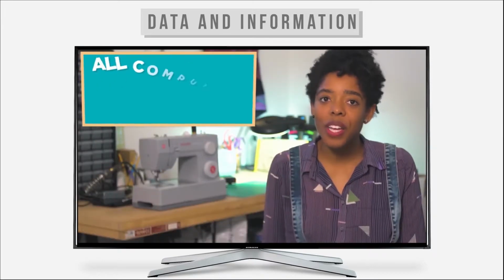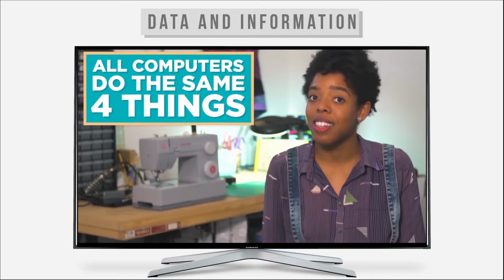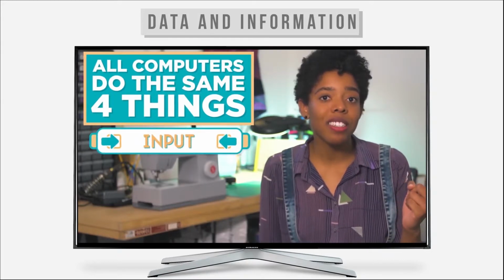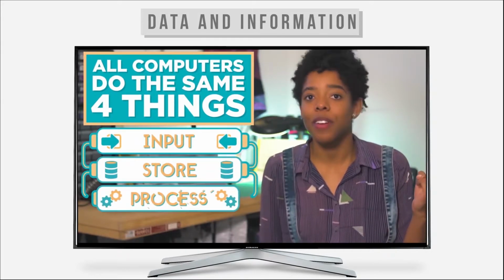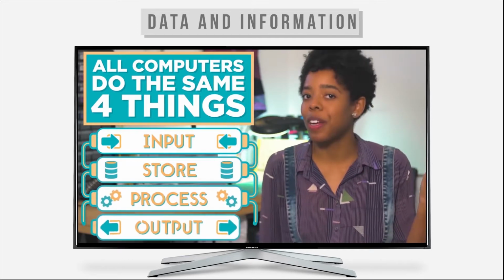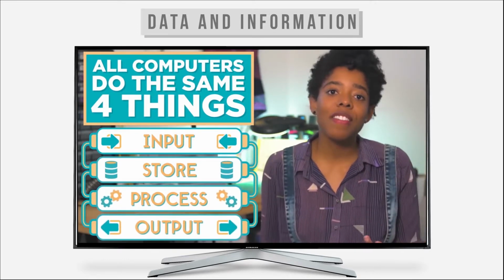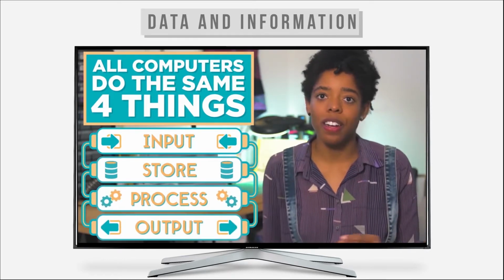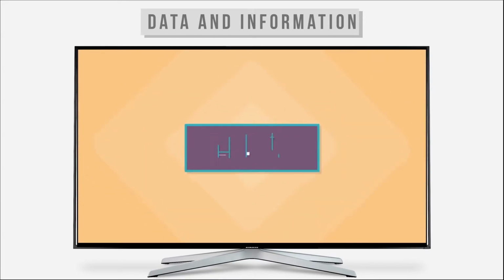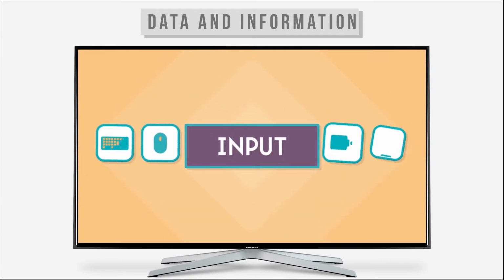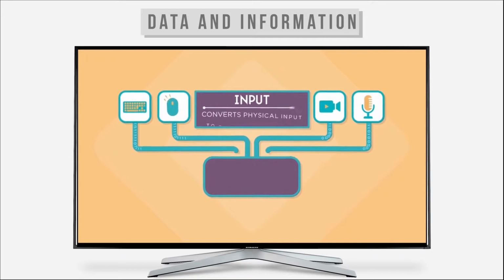Under the hood, all computers do the same four basic things. They input information, store and process the information, and then output information. Each of these things is done by a different part of the computer. There are input devices that take input from the outside world and convert it into binary information.